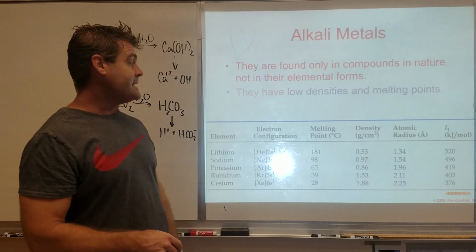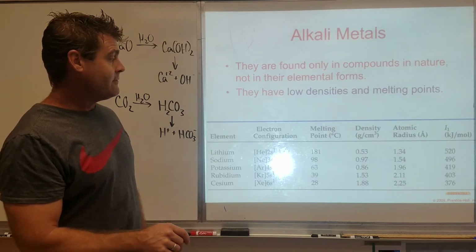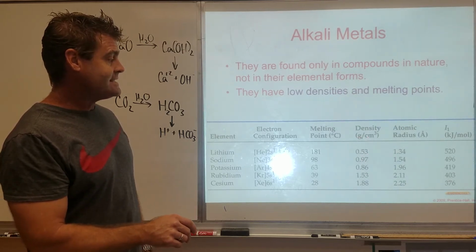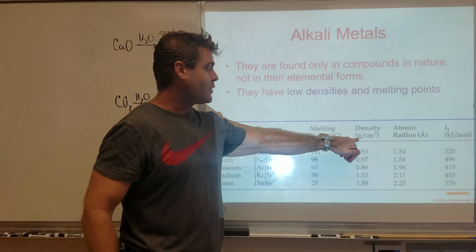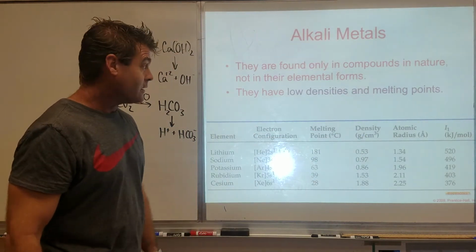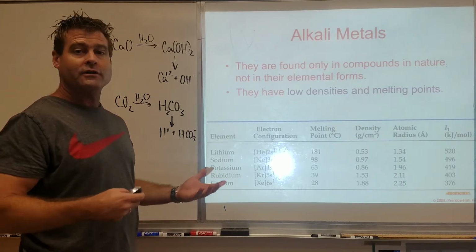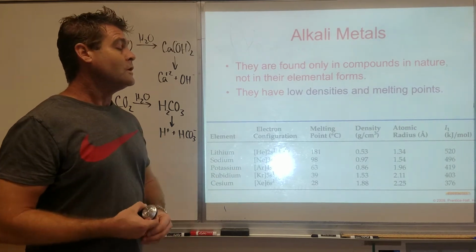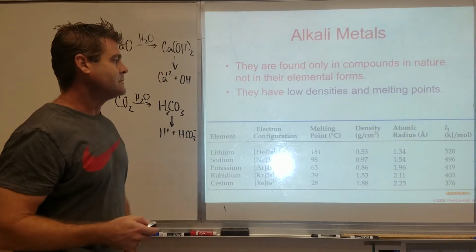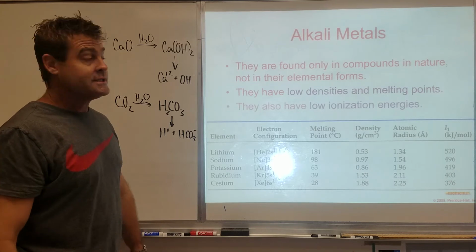Some other properties: they tend to have low densities. If you notice, the densities are really low. In fact, some of these metals have densities that are lower than water. You remember water is 1 gram per milliliter or centimeter cube. Some of these have lower densities than water. And then they have low melting points, so they're going to go from a solid to a liquid at a very low temperature. So those are just some general properties we see of alkali metals.